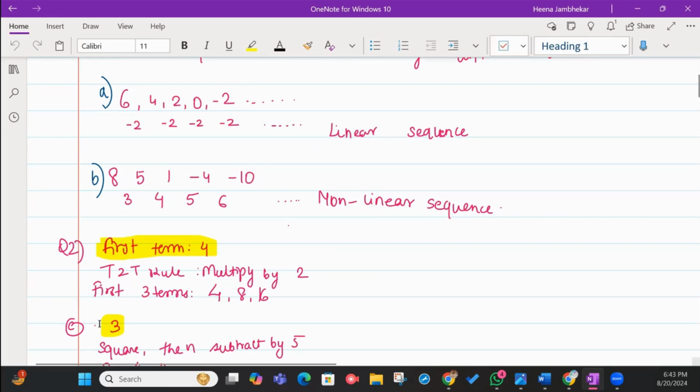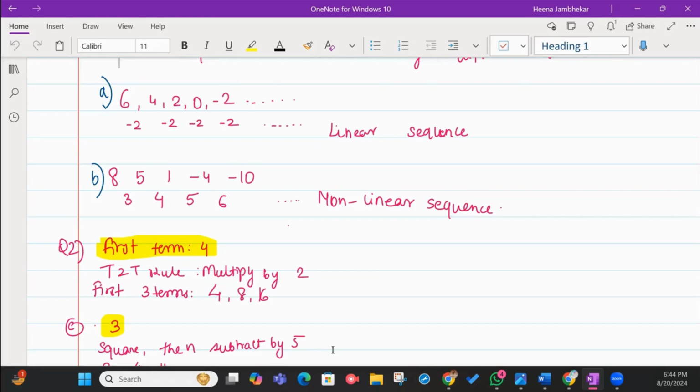Let's talk about the next one. Let's say the first term is 3. Now they are saying the term-to-term rule is to square and then subtract by 5. So if you square 3, what will you get? 9. And then what will you do? Subtract by 5. So 9 minus 5 will give you 4. So your first term is 3. Your next term is 4. Do the next one then. Solve this.